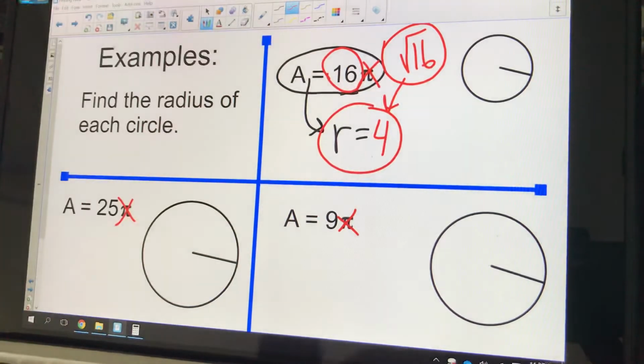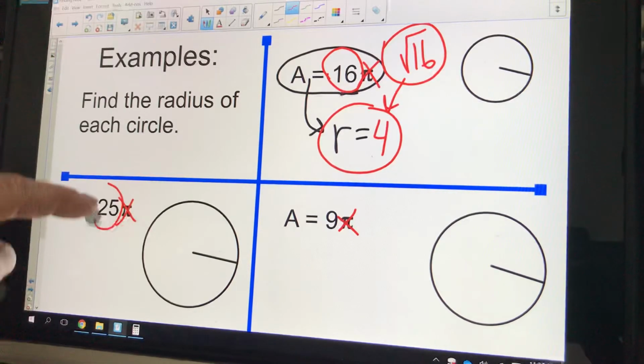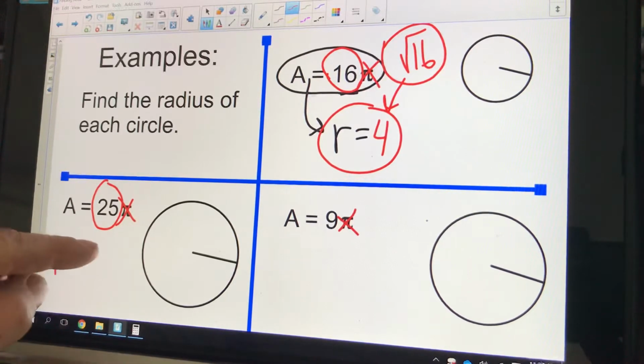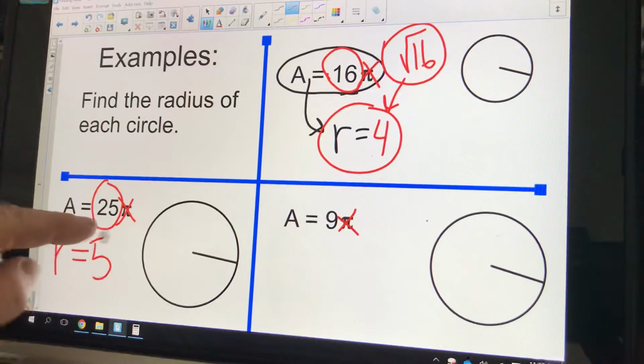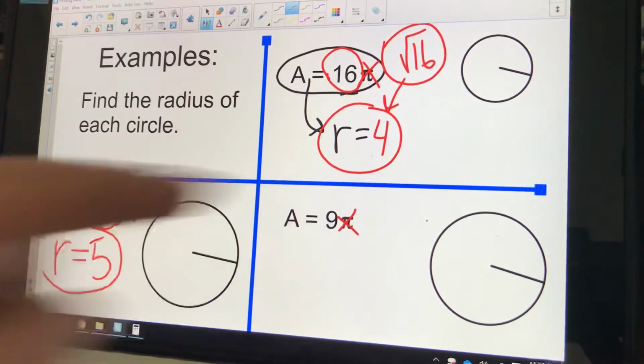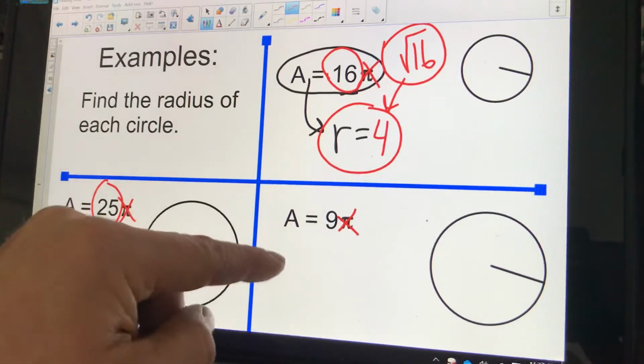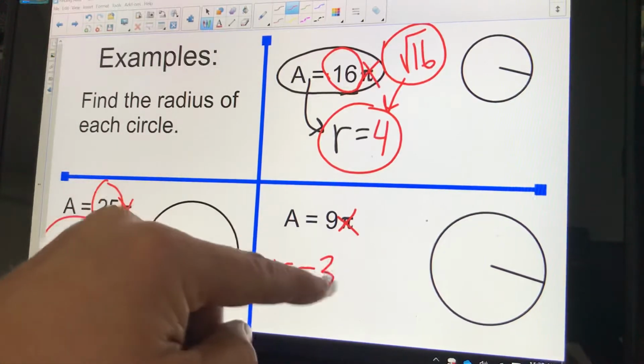The radius of this circle must be 4, because to have 16 pi is saying, what number did I multiply by itself to get 16? It had to be 4, right? Same thing down here. What number did I have to multiply to get 25 pi? Well, I must have done 5 times 5, so the radius is 5, okay? What number must I have multiplied to get 9 pi as the area? I must have had a radius of 3, okay?